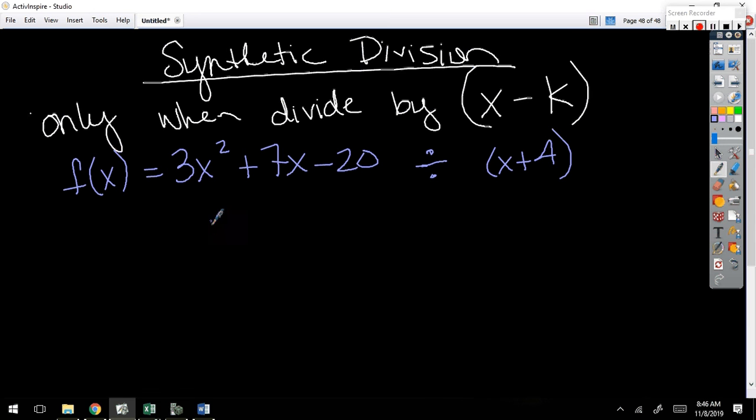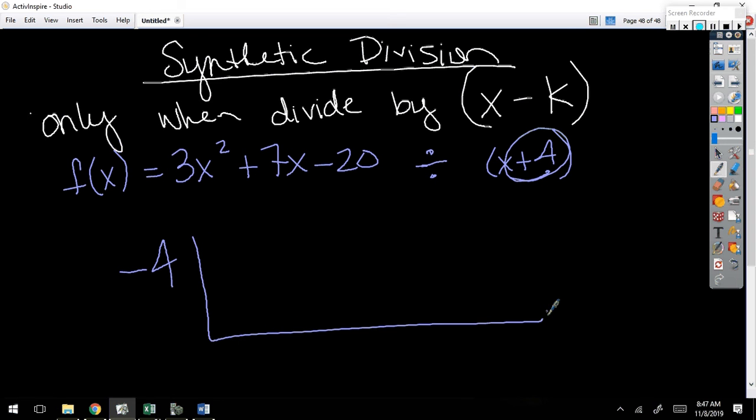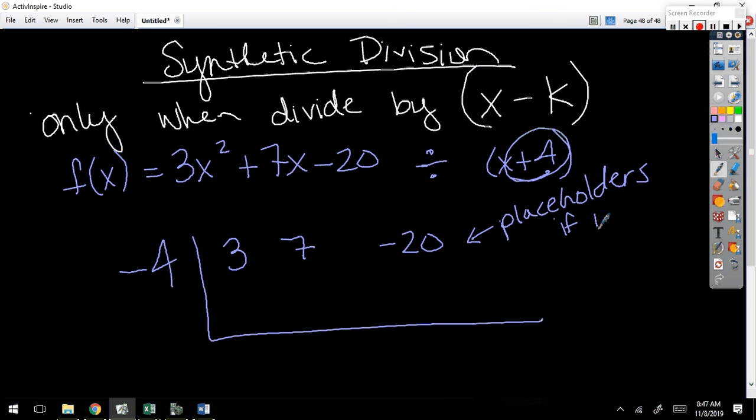All right, so here's what you do. On the outside, you're going to change the sign of k and put it outside of an upside down division sign. You need room for 2 rows inside this upside down division sign. On the first row, I'm going to list the coefficients of f of x, but make sure, if you need them, that you include placeholders. If you don't, this really messes up. That's what you do.